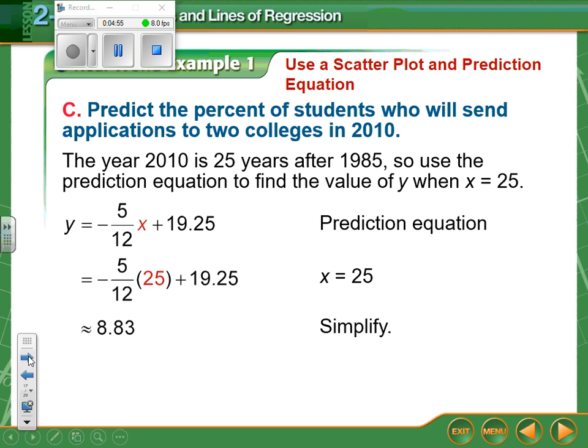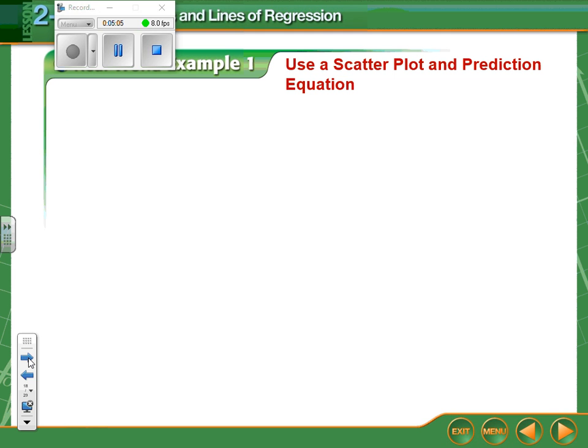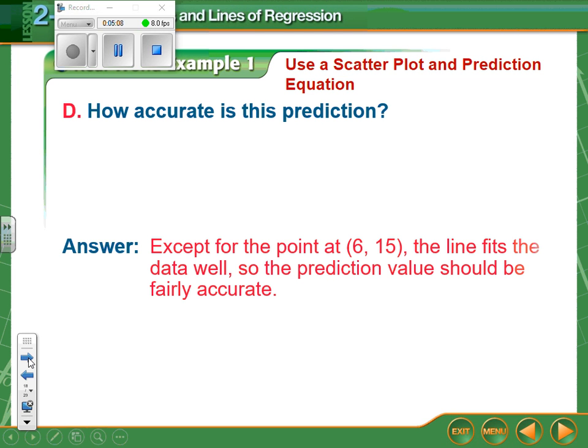And we get 8.83. So we would estimate that about 8.83% would send applications to 2 colleges in the year 2010. How accurate is that? Well, based on the data, except for the point (6, 15), the rest of the points lie on that line very, very closely. So we think that this would be an accurate prediction.